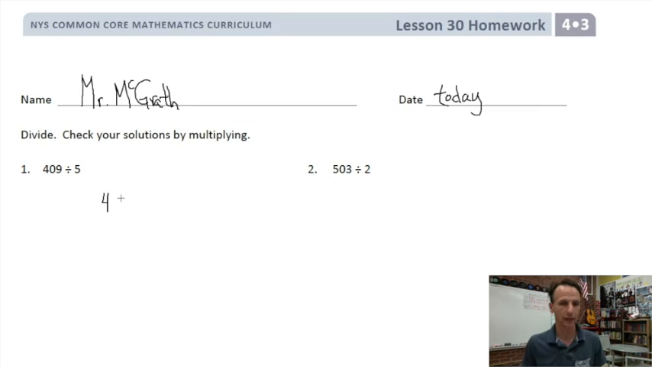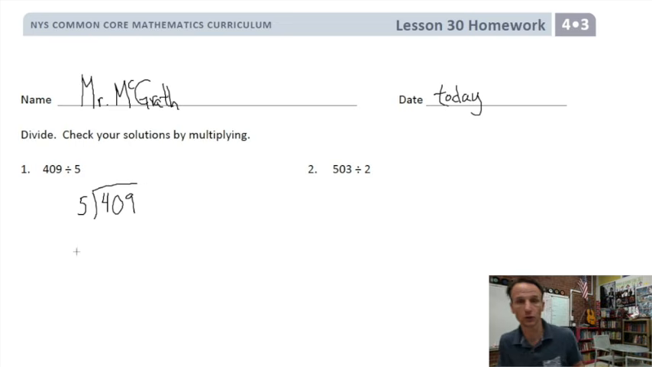So anyway, I'm working on the assumption that by lesson 30 of module 3, you have the basics of long division down. You know your multiplication facts, so that we can kind of move through the homework. If that's not the case, then talk with your teacher about what you need to review, get some extra help and such.